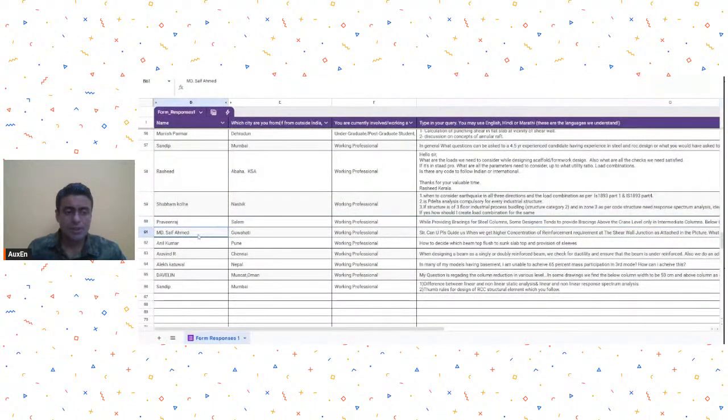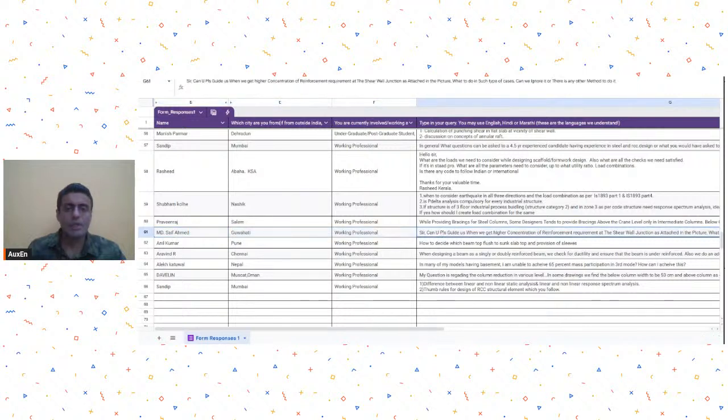So Mr. Saif Ahmed, he is joining from Guwahati. He is a working professional. He had shared one image, so I would like to show you that image on screen first, and then we will take up his question. He had asked a specific query related to a SAFE model where he was getting some very high reinforcement concentration, and he was asking what to do in such cases.